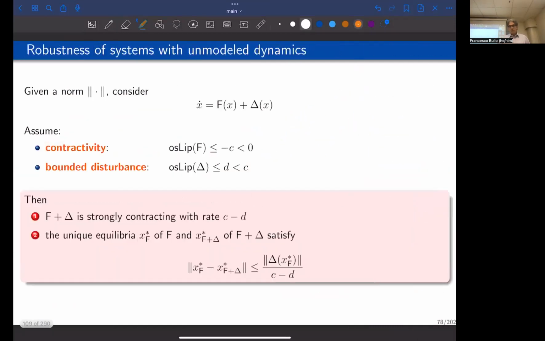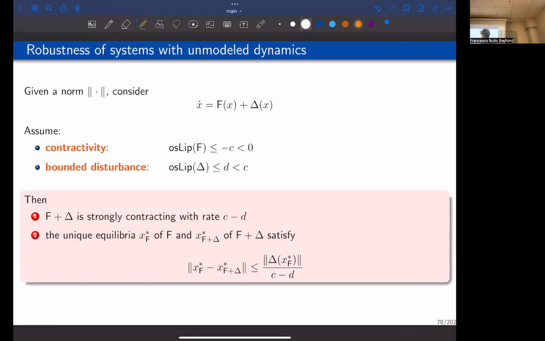Second property, I have a dynamical system f of x. I know it's contracting, but there is a perturbation. Now, it's not an additive perturbation coming from an exogenous signal. That is part of the incremental ISS theorem. This is an unmodeled dynamics, which changes the dynamics, delta. So actually, this particular result is even more similar to what I was trying to say at the beginning of the hour. What assumptions are you going to make?